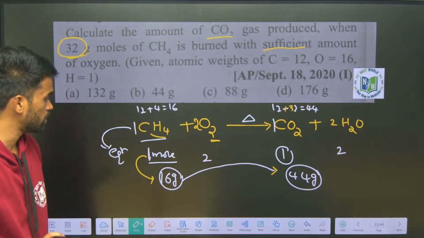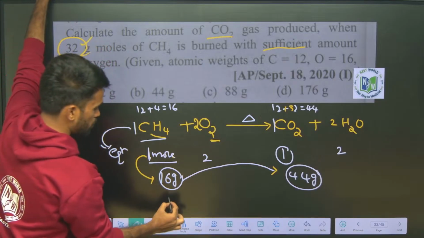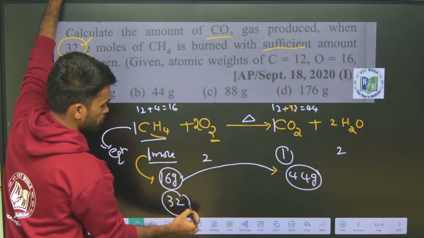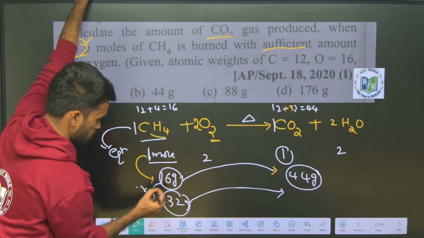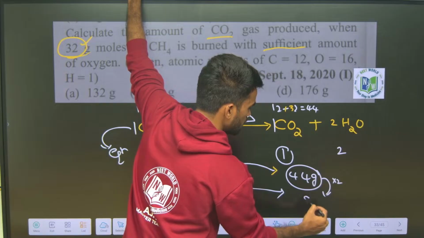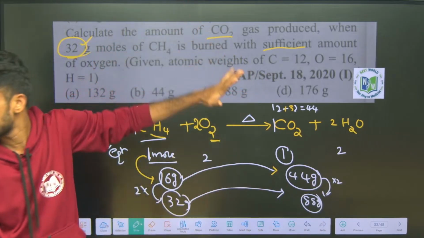Hope this is clear, right? Here they mentioned 32 grams, so they doubled this quantity. 16 grams giving 44. 32 grams will give how much? This is doubled, 32 is twice 16. Here also you can double it. 44 twice is 88. So 88 will be your answer here. So option C will be the perfect answer for this question.